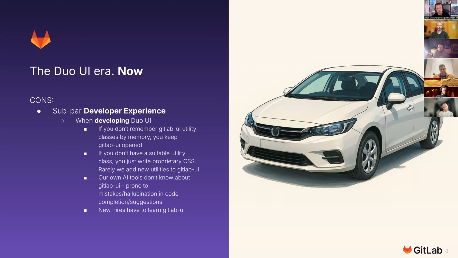If you don't have a suitable utility class, which sometimes is the case, you just write proprietary CSS. That's why we have a really long CSS file in Duo UI, because after we branched off from GitLab UI, we rarely add utilities back to GitLab UI. We just put raw CSS into Duo UI and off we go.